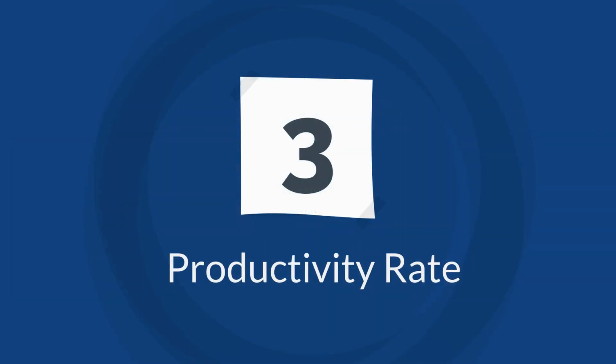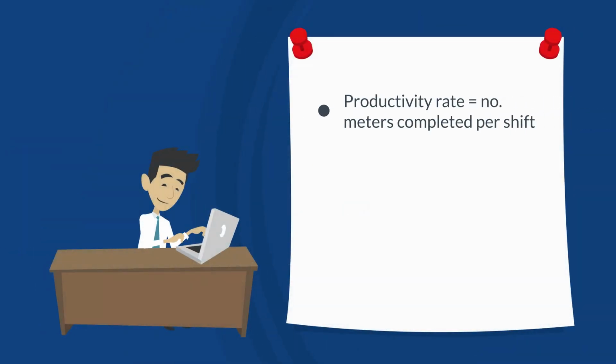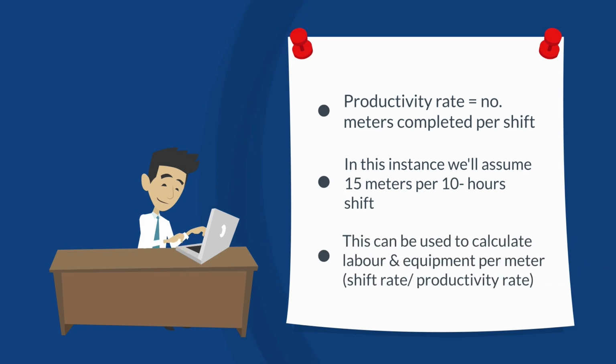Step 3. Productivity. Now we'll examine productivity rates to determine how many metres of pipe can be laid per shift. Suppose our crew can install 15 metres per 10-hour shift under normal conditions. This information helps us calculate labour and equipment cost per metre. Total labour and equipment cost per shift divided by metres laid. Understanding productivity is key to accurate scheduling and budgeting.